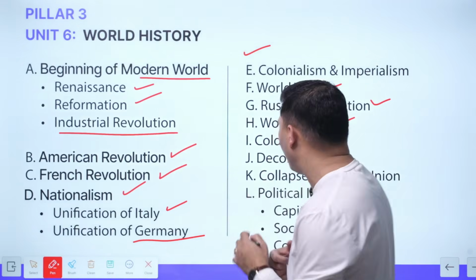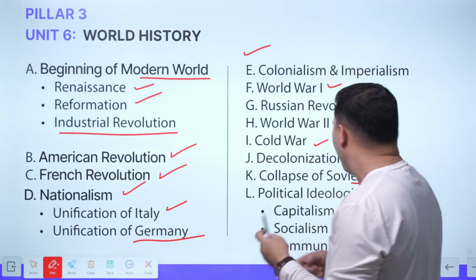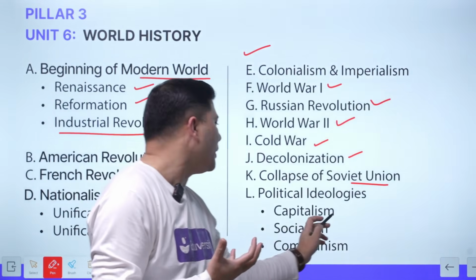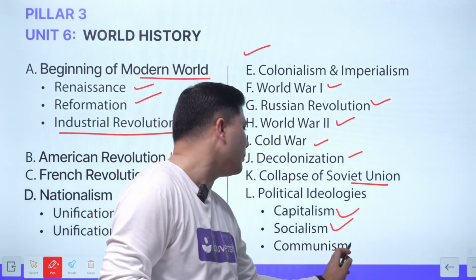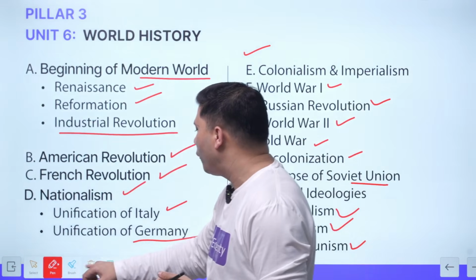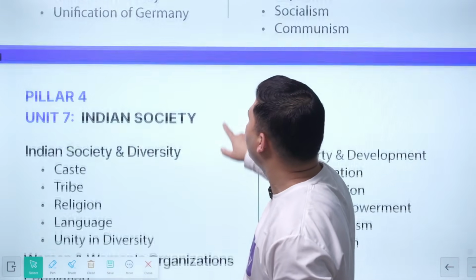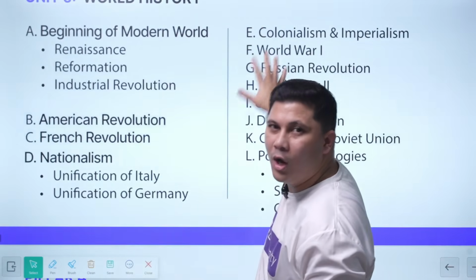After that, the Cold War, decolonization, the collapse of the Soviet Union, and the other political ideologies, the ideology of capitalism, how USA moved to capitalism, socialism, communism. You got a point, right? These are the sections in world history that you need to cover.